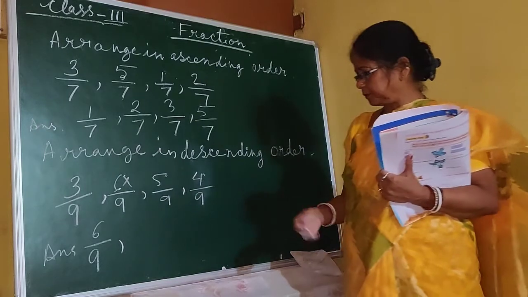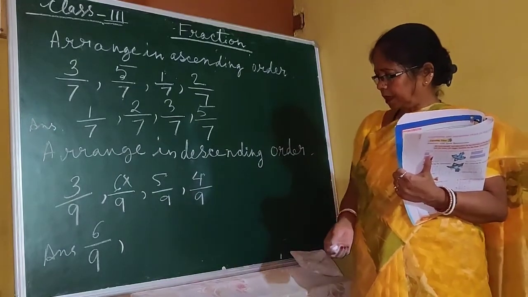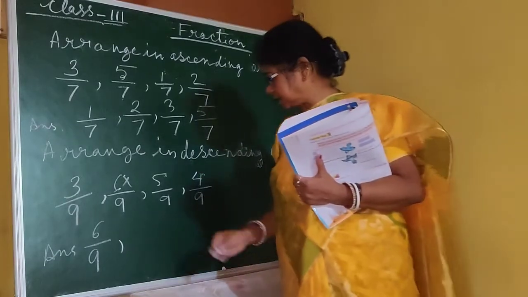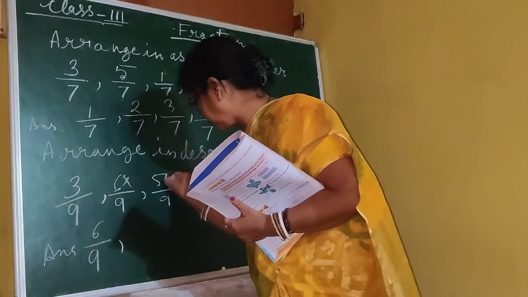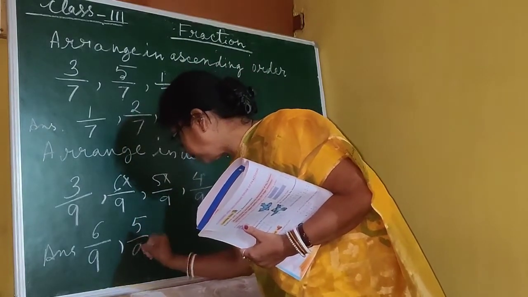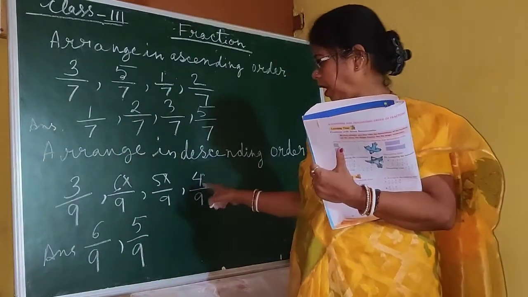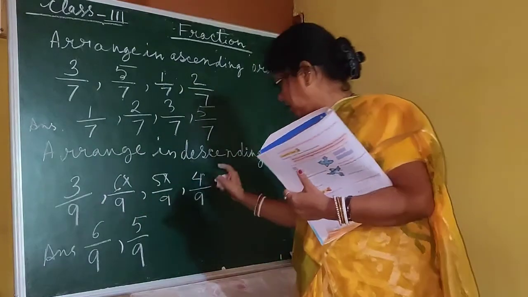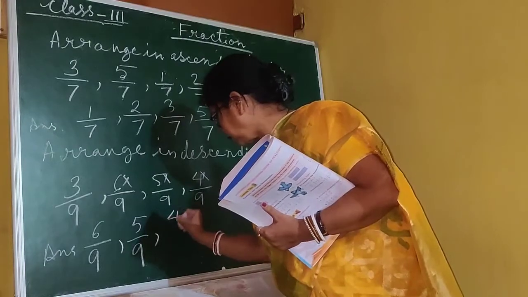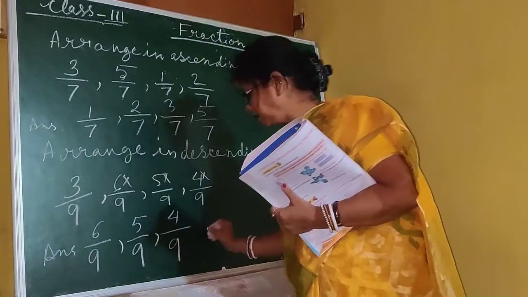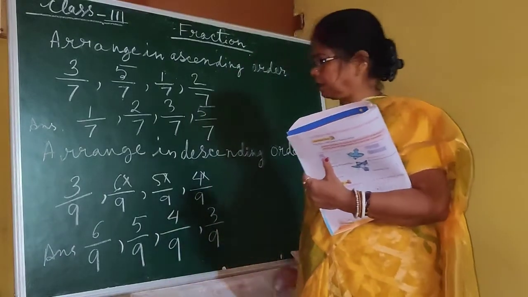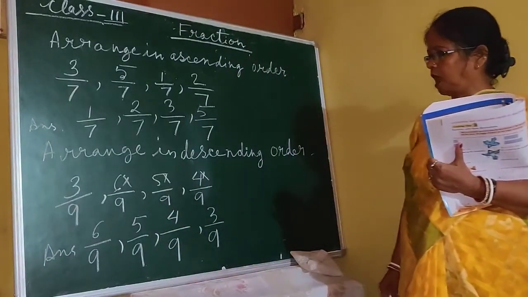Then next, the greatest in descending order, next greatest is 5. Here you give a cross, 5 by 9. Then next, comparing 4 and 3, this is greatest. Then 4 by 9. Then 3 by 9. This is the answer. So it is very easy to understand.